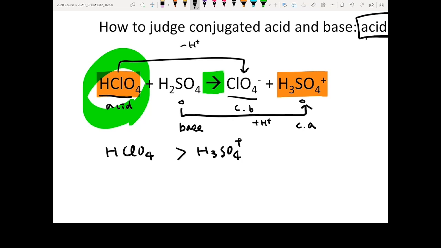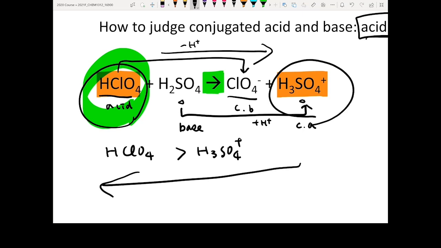If you win the battle, it means the reaction is going to move from the current position to the product side. If this is stronger, then we know the reaction will move to the right-hand side. If this one is stronger, it should move to this side. But the fact that inside your chemical equation the reaction moves toward the product side means this guy should be the winner. So HClO4 will be the stronger acid.